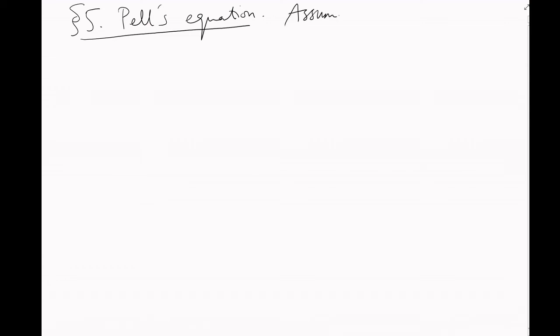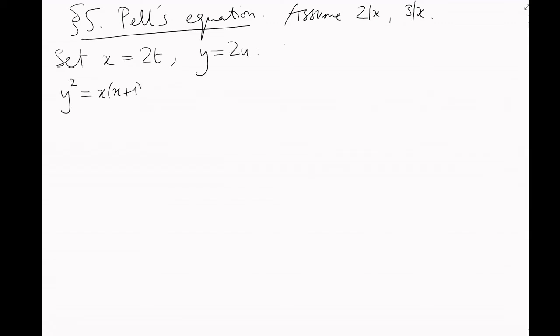Section 5. Pell's equation. In this case, I'm going to assume that x is divisible by both 2 and 3. Now, we saw before that this means the greatest common divisor of x and x plus 2 is 2. So we're going to have to divide out by all the common factors of 2 first. Setting x equals 2t and y equals 2u gives us the equation u squared equals t plus 1, 2t plus 1 over 6, as before.